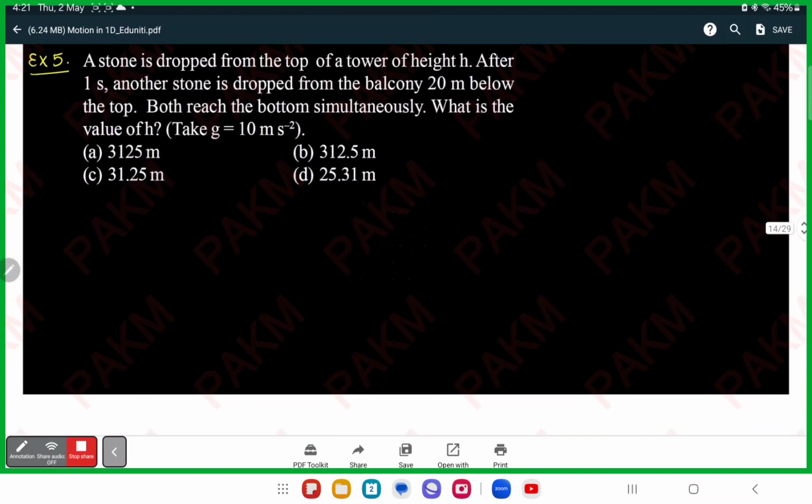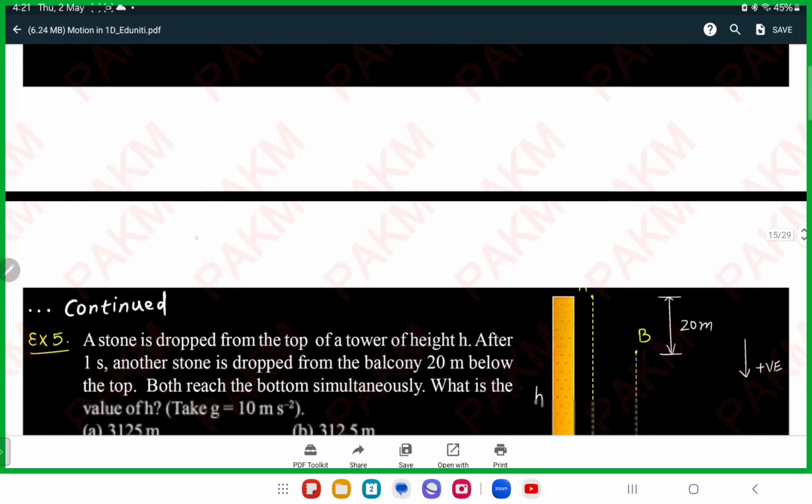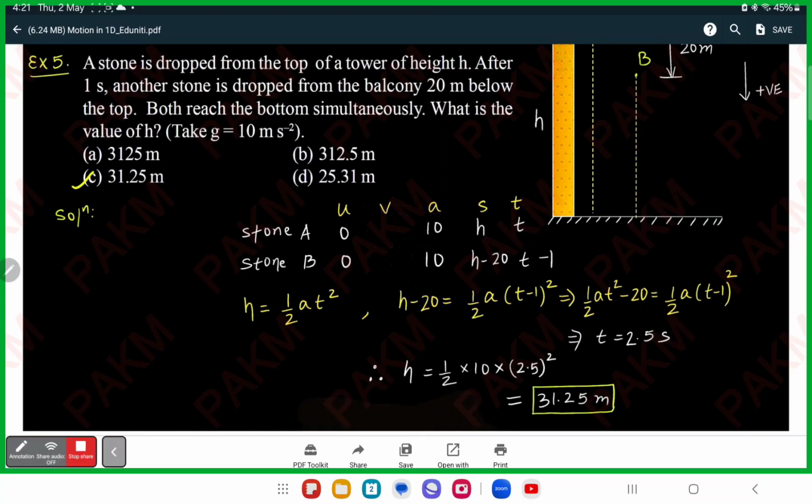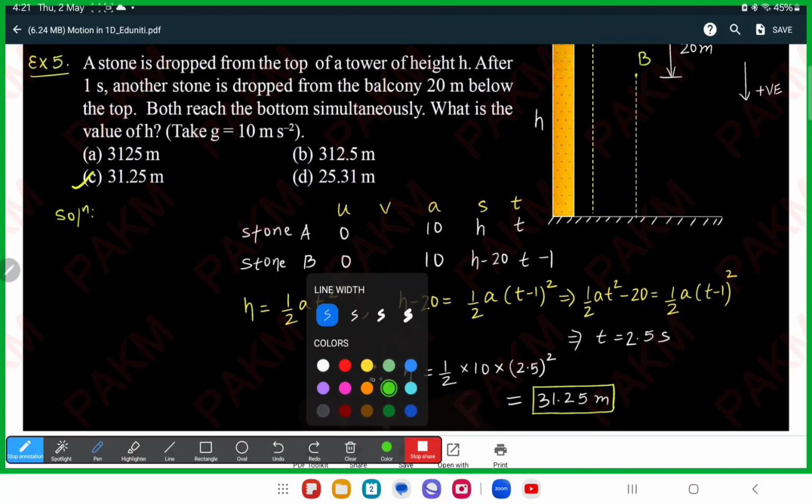Now here the stone is dropped from the top of height h. After that, another stone is dropped from the balcony 20 meters below the top. Both will reach simultaneously. What is the value of h? So here we will use the simple equations of motion. Now here you can see this diagram that will give you very good clarity.